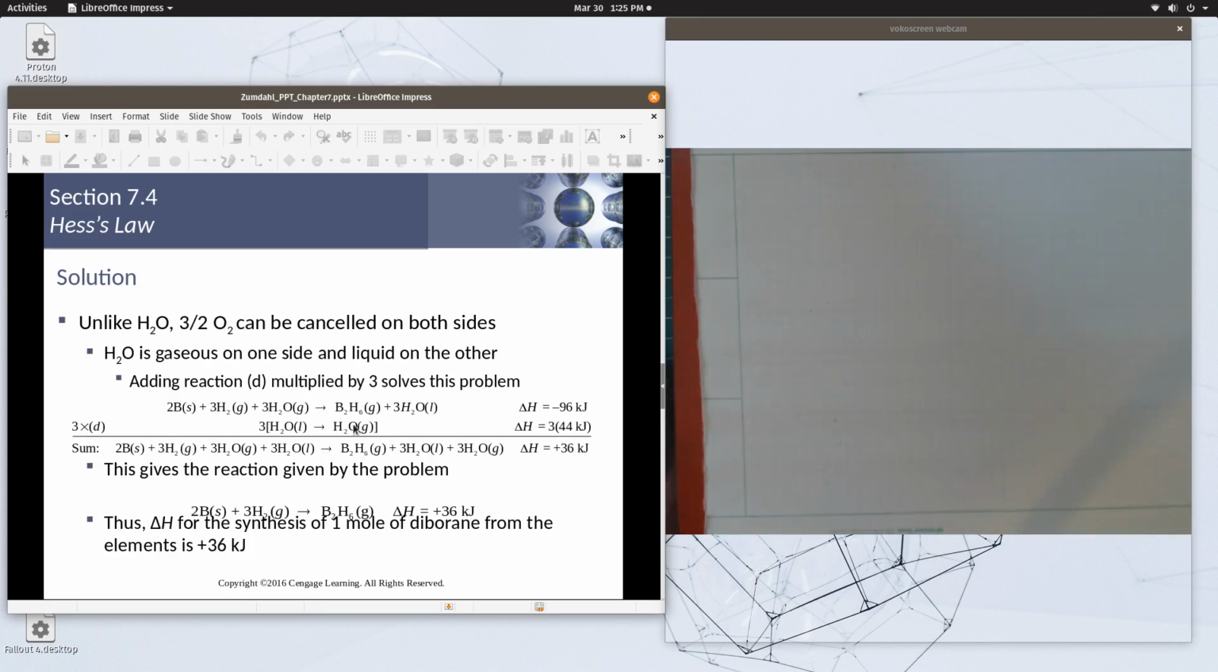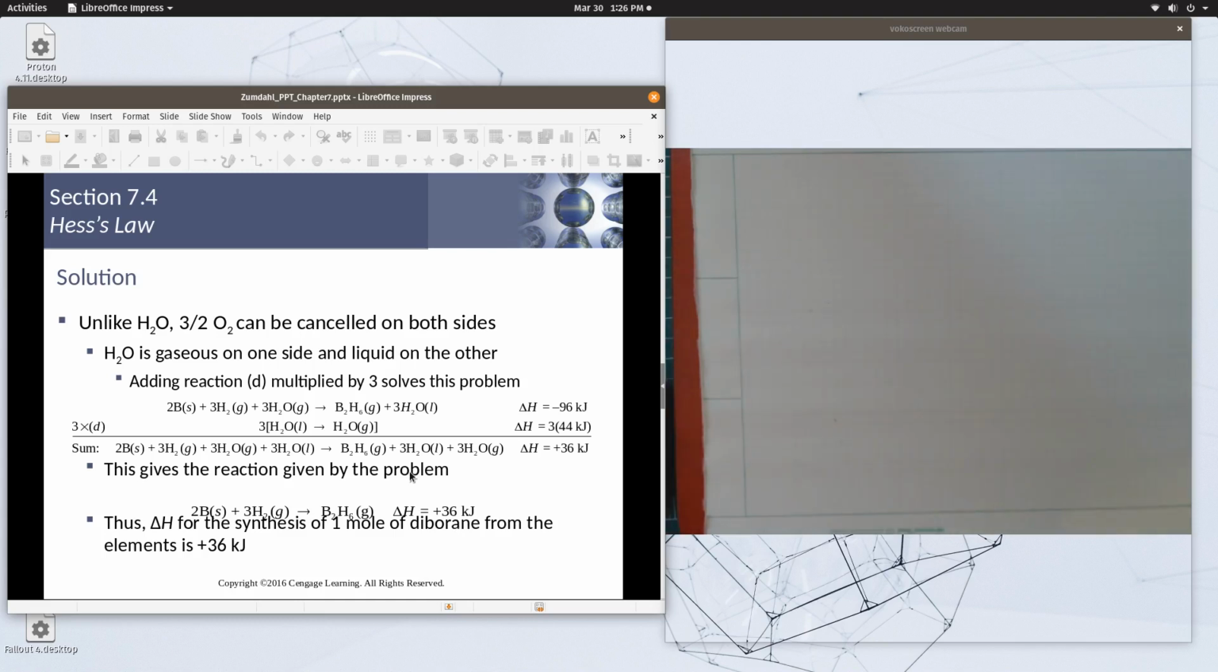Again, this is the water vaporization reaction, and now I have the net reaction that I want, where I have all of these things going together. So it's a little bit of a multi-step strategy to solve these kinds of problems.